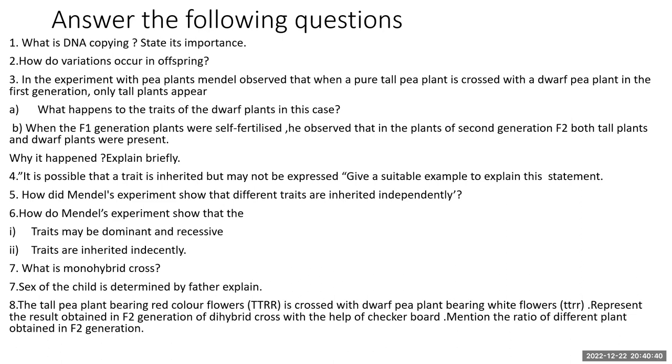Okay, you can just do this in your book. If you have a notebook along with you, first you tell me, in the F1 generation, what is going to be the plant? What is going to be the color and the texture or the characteristic of the plant, and name the alleles.